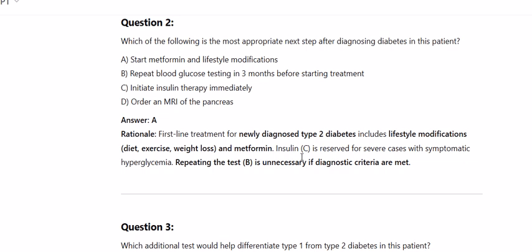Answer: A. Rationale: first-line treatment for newly diagnosed type 2 diabetes includes lifestyle modifications, diet, exercise, weight loss, and metformin. Insulin, C, is reserved for severe cases with symptomatic hyperglycemia. Repeating the test, B, is unnecessary if diagnostic criteria are met.